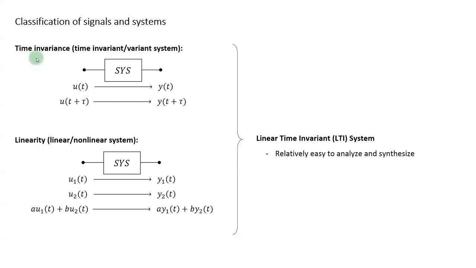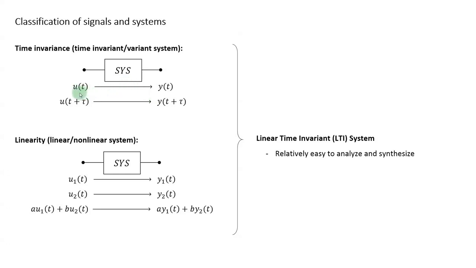So first, the time invariance. Let's say we have a system and we feed this system some input signal u of t, and this input signal u of t will create the output signal y of t. Now, this system will be time invariant if, when we shift the input signal by some amount of tau, we will get the same output signal except shifted by the same amount of tau. Essentially, that means that this system does not change its properties in time.